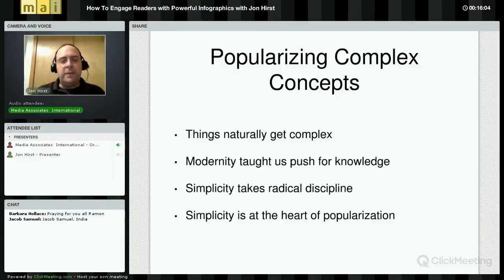So for instance, think about a book that you're about to publish and think about all the content and some of the data and information that's being presented.